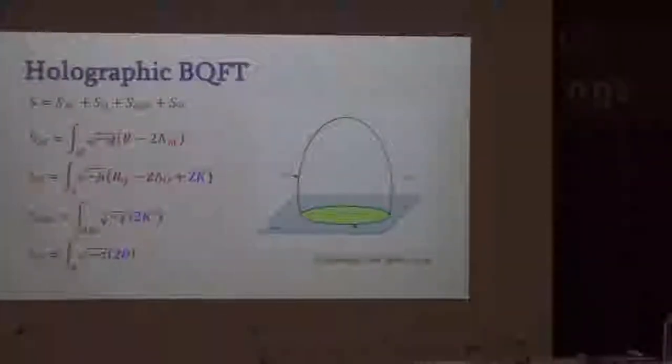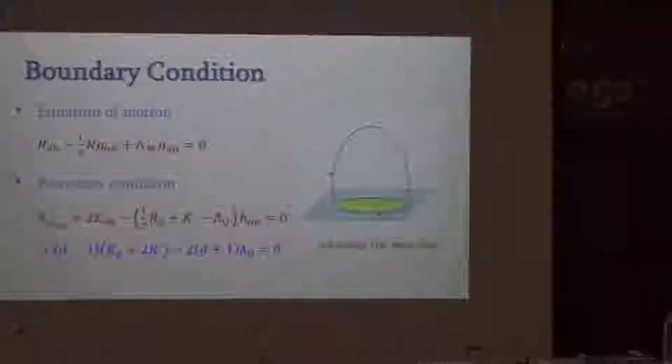With the action, we can derive the equations of motion. It's just the normal Einstein equation with a cosmological constant. But the boundary condition comes from the different boundary objects. So we derive it like that. This was first derived by Takayanagi. But this boundary condition is extremely hard to solve, even for the pure AdS system.